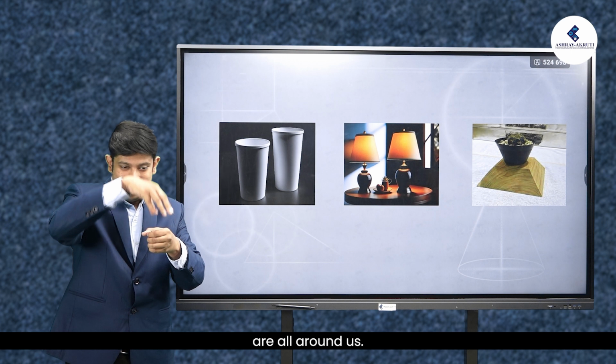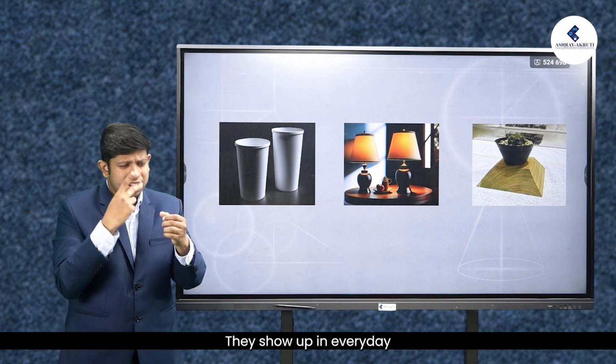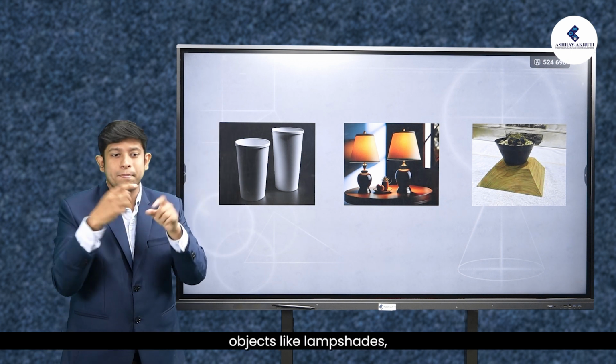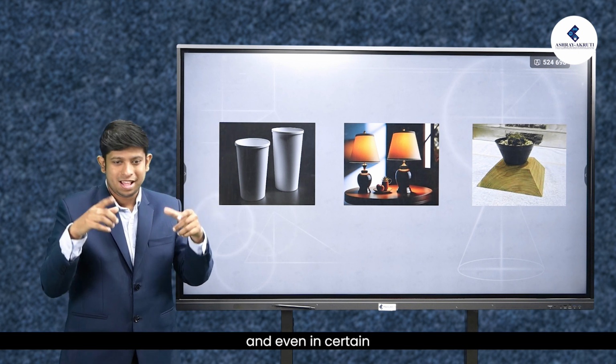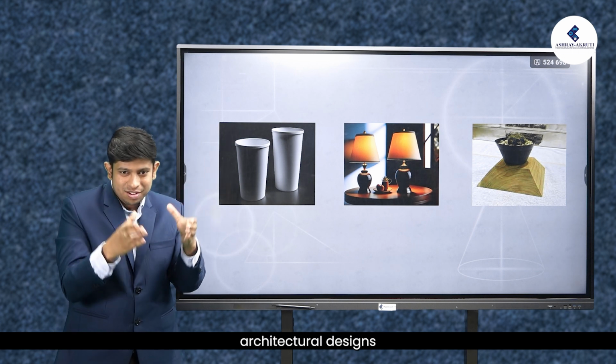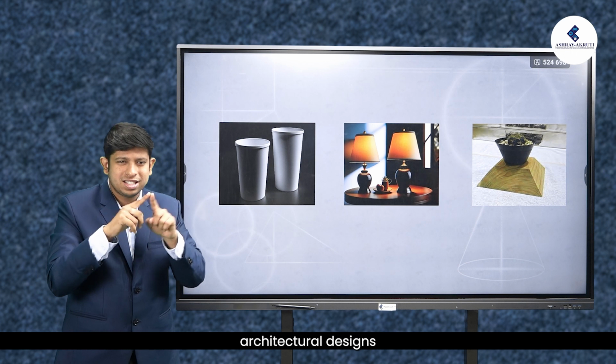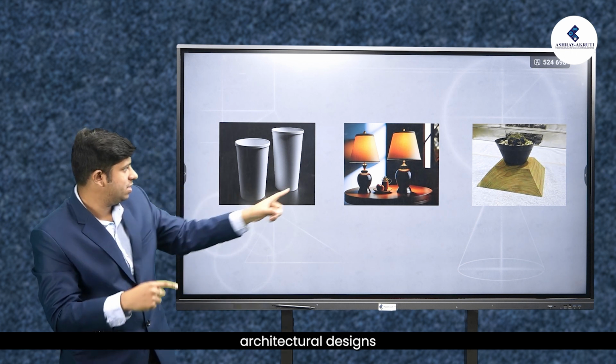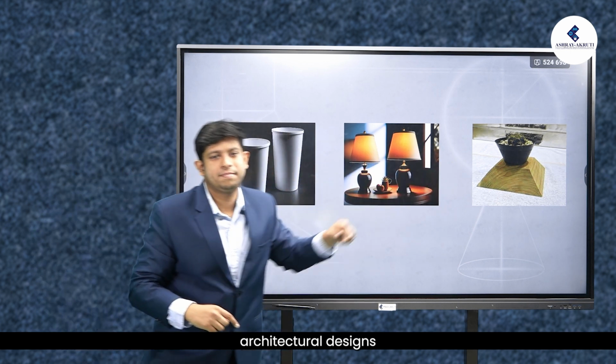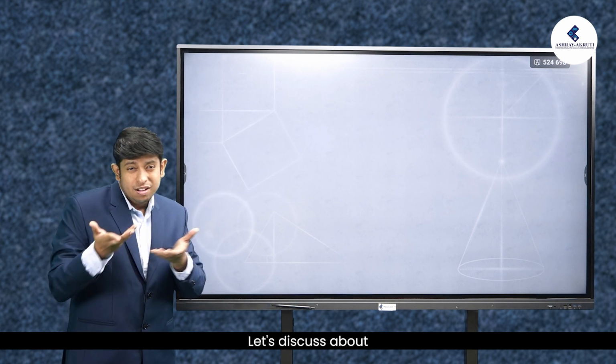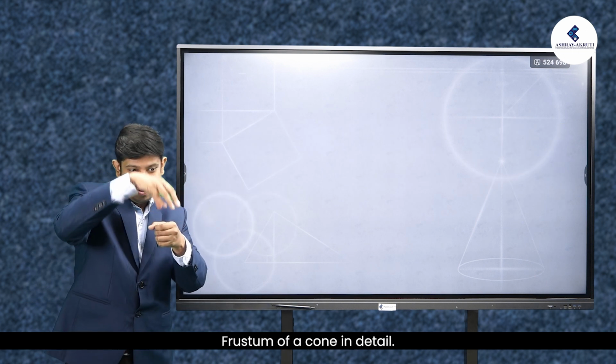Frustums of cones are all around us. They show up in everyday objects like lampshades, decorative pieces, and even in certain architectural designs. Let's discuss about frustum of cone in detail.